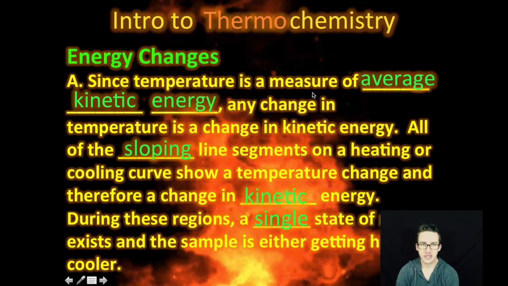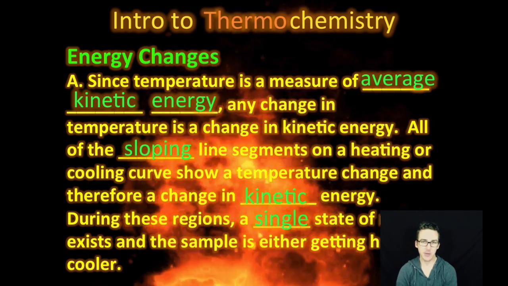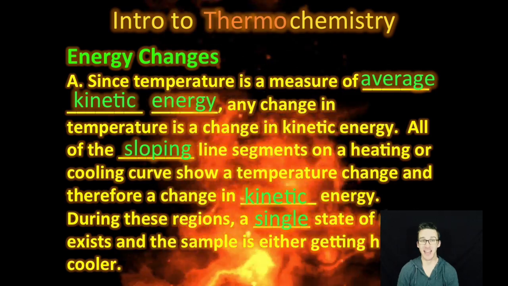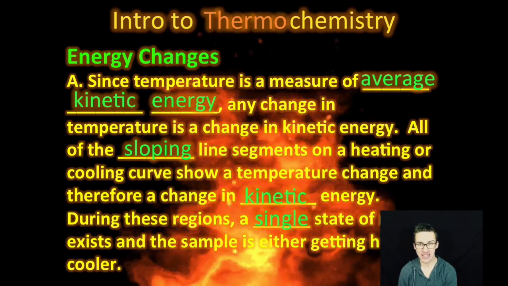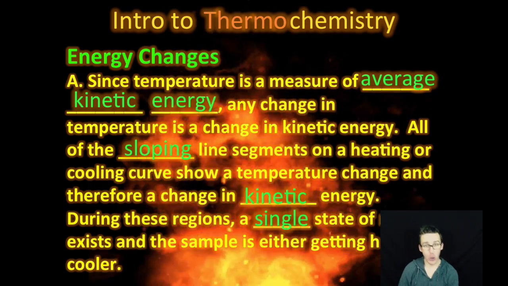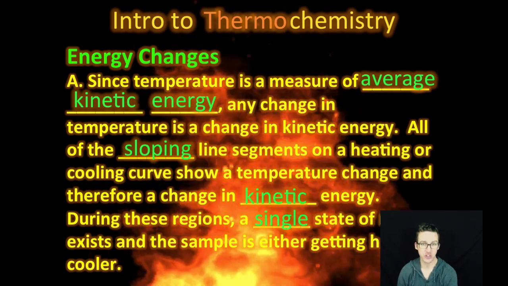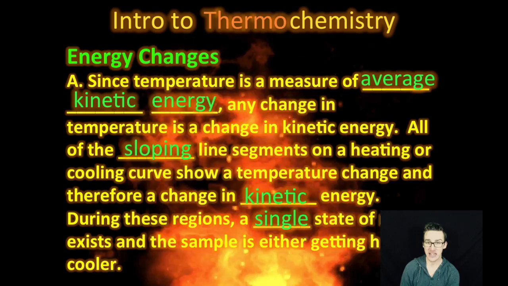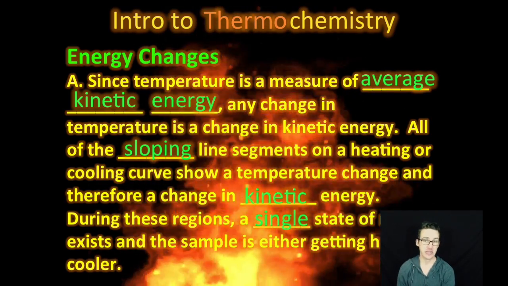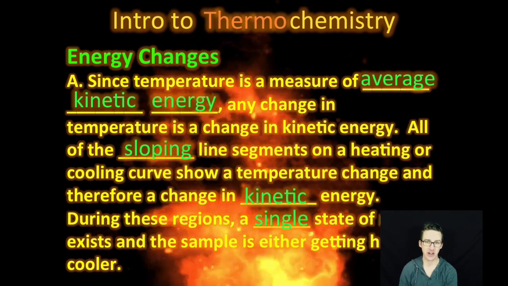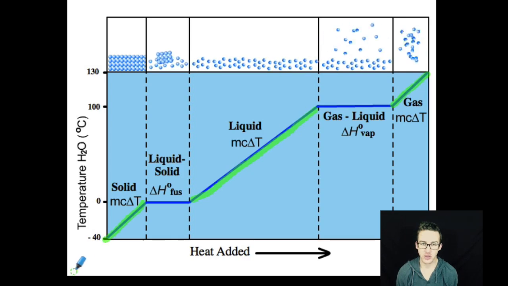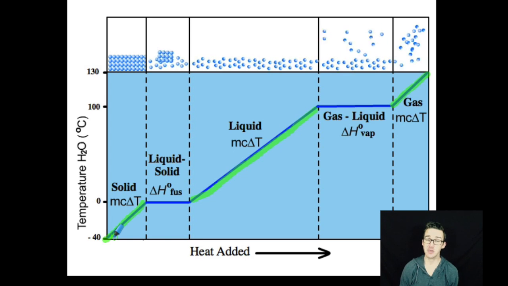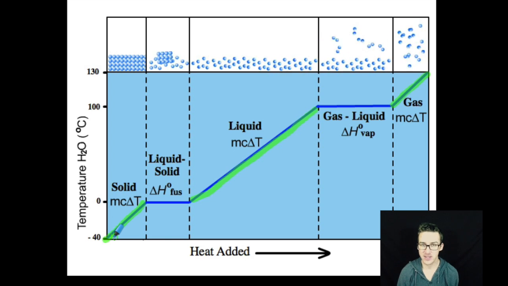Okay, and then the last 2 things to keep in mind when we think about heating curves: because temperature is a measure of average kinetic energy, any change in temperature is a change in kinetic energy. All of the sloping line segments on a heating or cooling curve show a temperature change and therefore a change in kinetic energy. During these regions, a single state of matter exists and the sample is either getting hotter or cooler. It's important that along these sloping segments you recognize that there is going to be an increase in average kinetic energy as we get that single phase either hotter or colder.